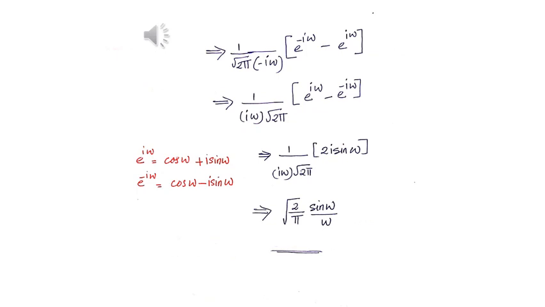We have e raised to I omega as cos omega plus I sin omega and e raised to minus I omega as cos omega minus I sin omega. So when subtracting both, you will get 2I sin omega. So that implies 1 by I omega root 2 pi into 2I sin omega. I will get cancelled. Then the answer is root 2 by pi sin omega by omega.